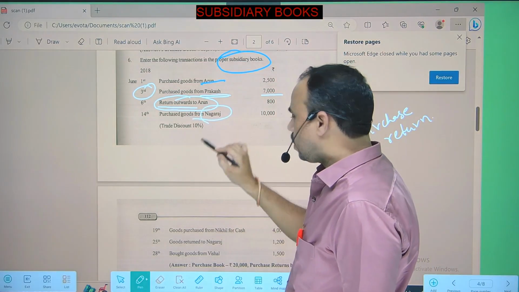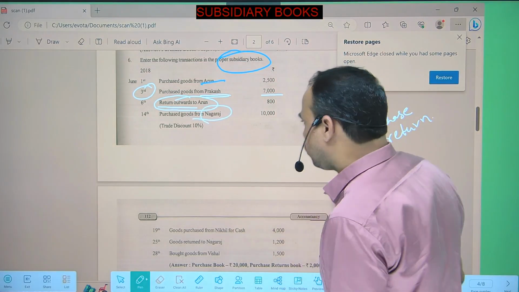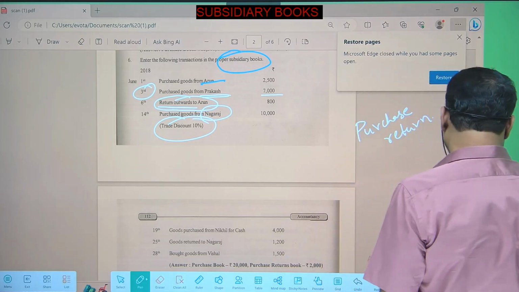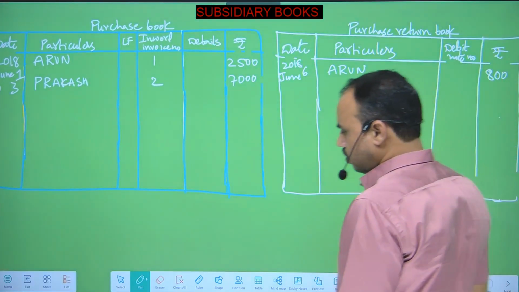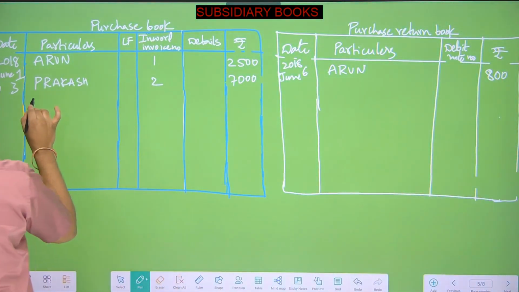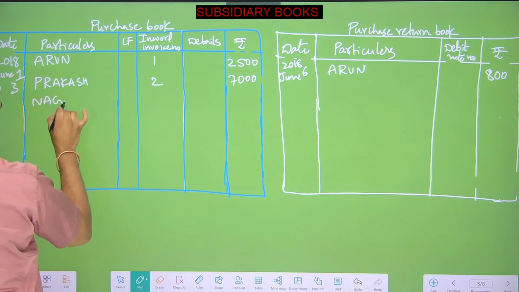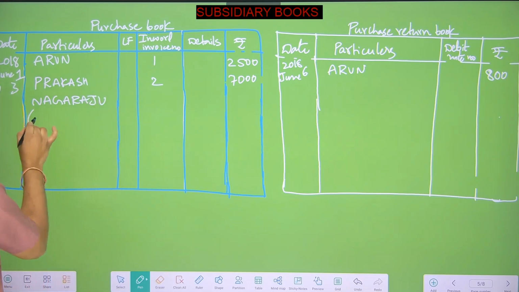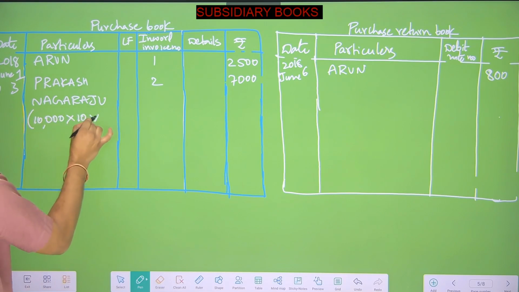Okay, now see one more transaction. Purchase goods from Nagaraju given. This is also a credit purchase, but in this question trade discount 10% is given, 10,000 rupees. So here you write down Nagaraju. We purchased goods worth 10,000 rupees and 10% was given.